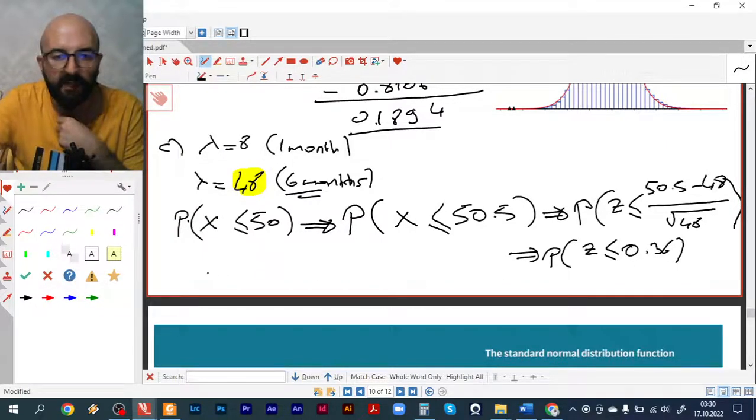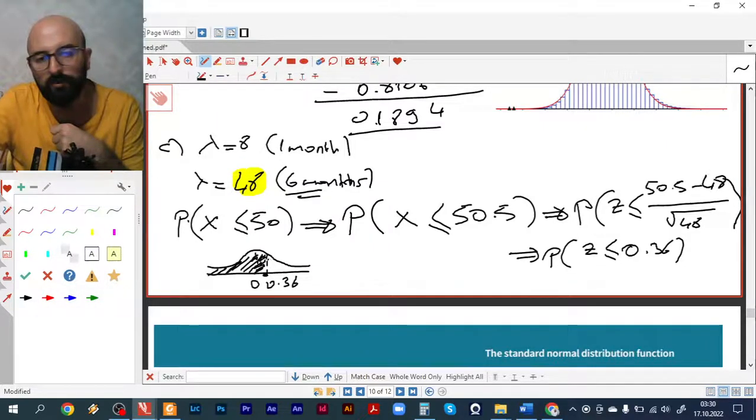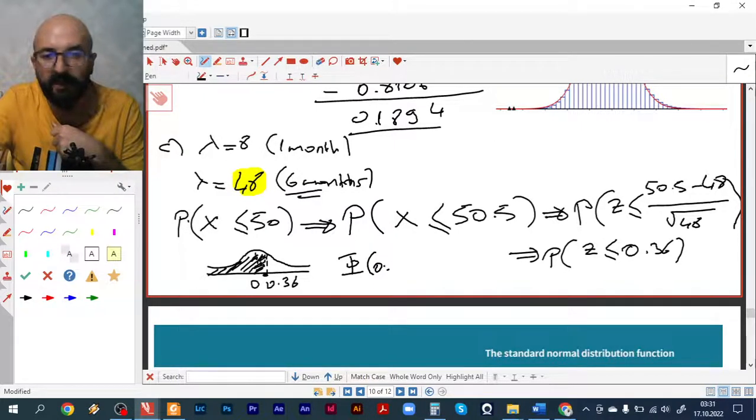0.36, and I want to draw the curve with regard to the z value, 0.36 here. We want Z less than or equal to 0.36, so we want to compute the big area. And if you look at the z table, you can already find the big area for 0.36.